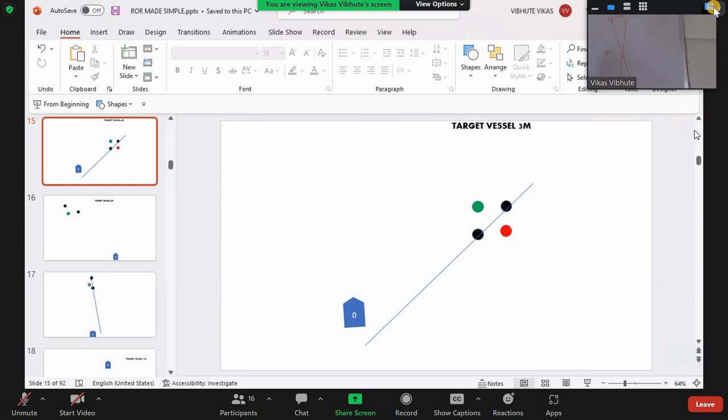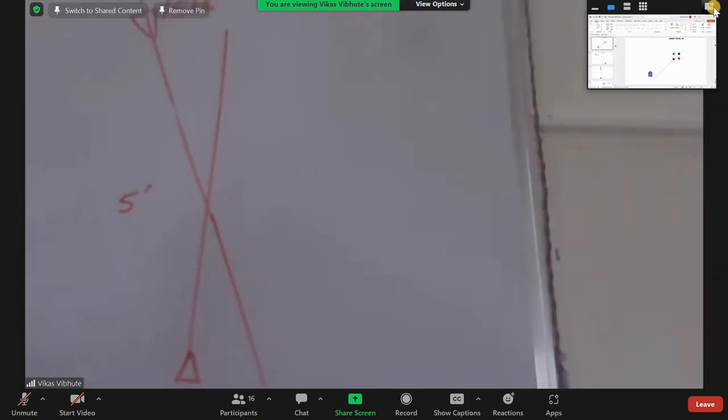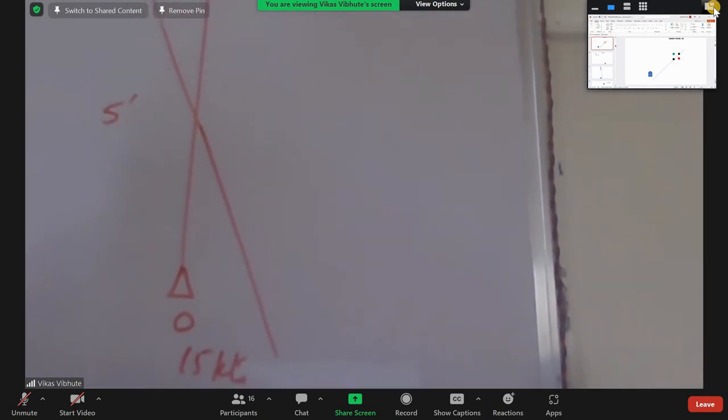So she's doing 15 knots. How much am I doing? You're also doing 15 knots. Both of you are doing 15 knots and 5 miles off. Do we know the CPA, sir? 4 cables.